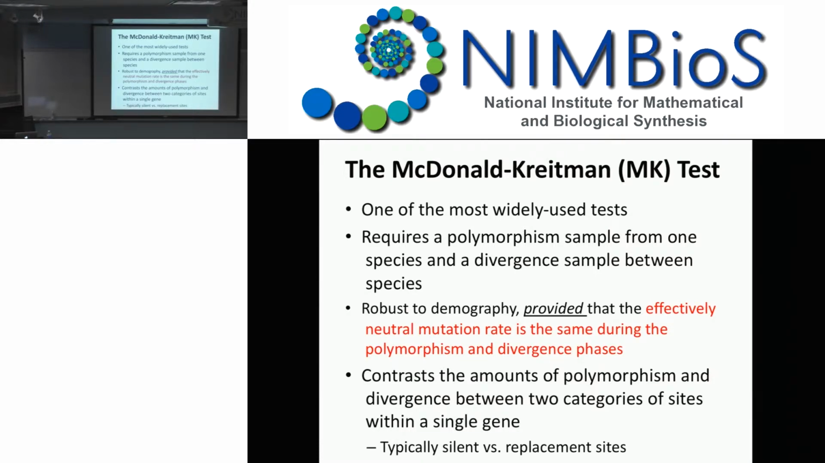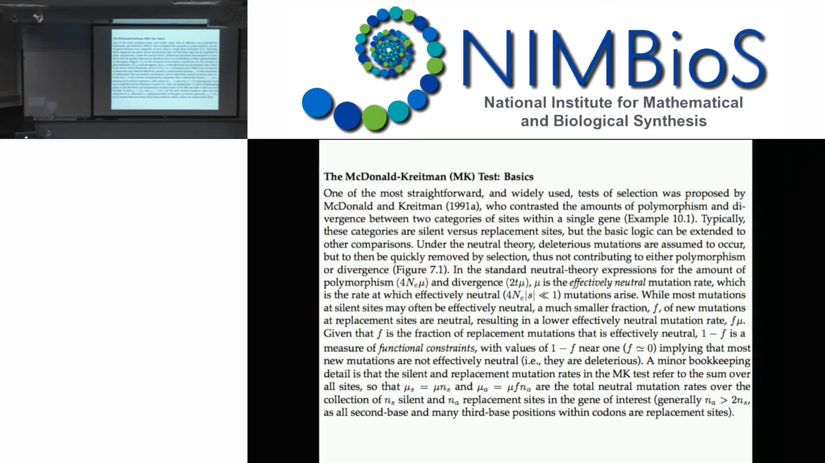It's robust to demography, provided the effectively neutral mutation rate is the same in both polymorphism and divergence phases. We talked about that earlier. We'll come back and talk about that in good detail as well. So it's kind of like an HKA test, but instead of contrasting across genes, it contrasts silent and replacement within a gene. And that turns out to give you a lot more advantages.